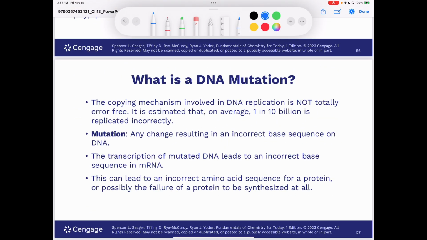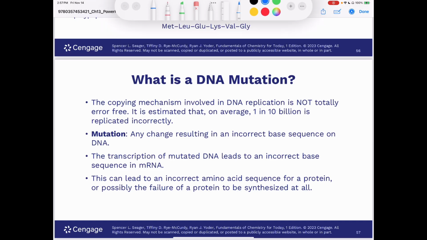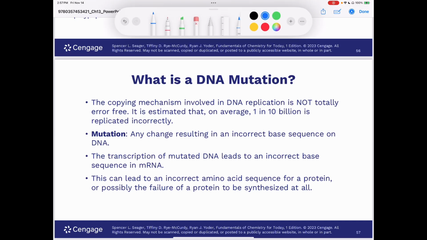The base pairing mechanism that we saw in chapter 13.4 provides a nearly perfect way to copy a DNA molecule during replication. However, not even the copying mechanism involved in DNA replication is totally error-free. It's estimated that on average, 1 in every 10 to the power of 10 bases of DNA, so 1 in 10 billion, is replicated incorrectly. And any change resulting in an incorrect sequence of bases on DNA is called a mutation.